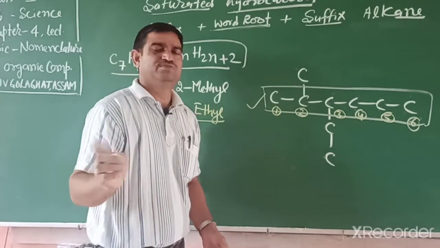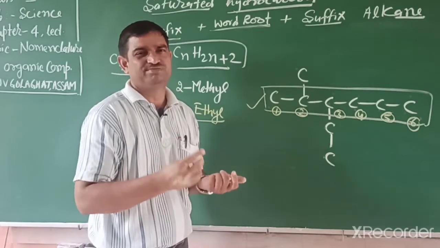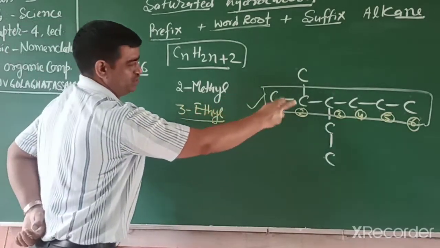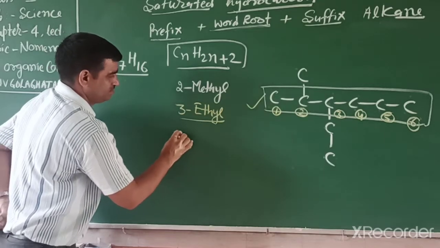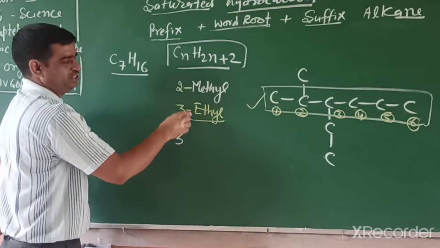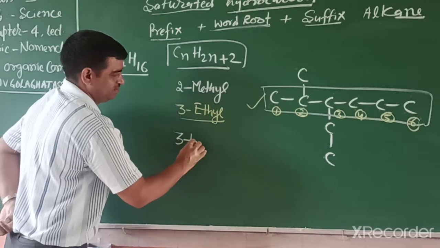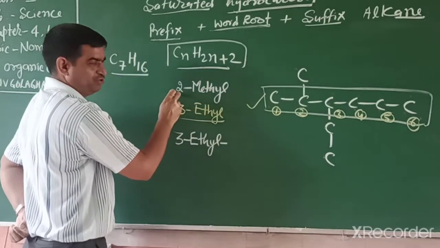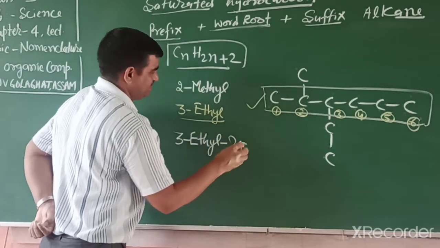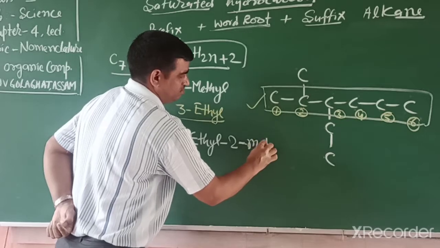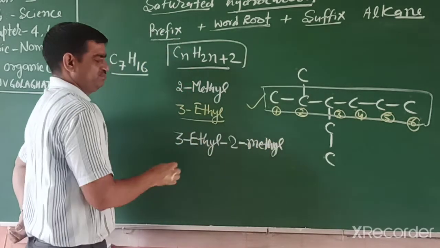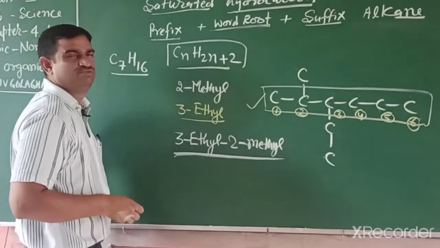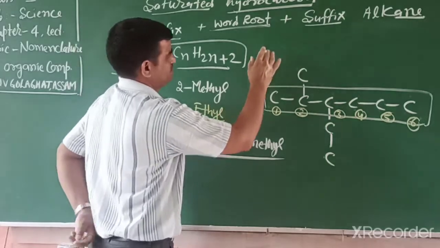If there is more than one substituent and the substituents are different, then we write their names in alphabetical order. So its name has M and E. So E is first. So we write 3-ethyl. Then we write again a dash. Why? Because that's the position. So again we write a dash. M small, methyl. First letter you have to write capital, then dash. So these are 2 prefixes. Then prefix, then word root.